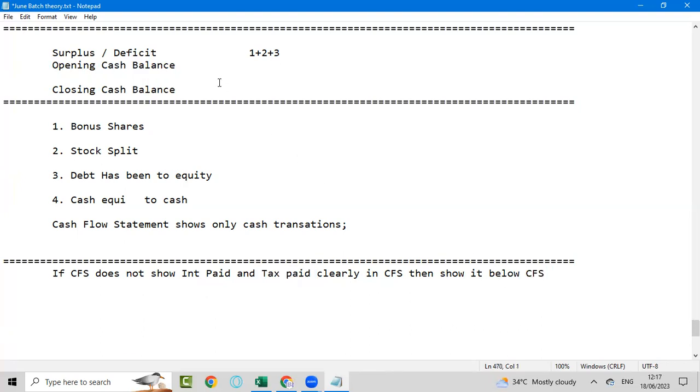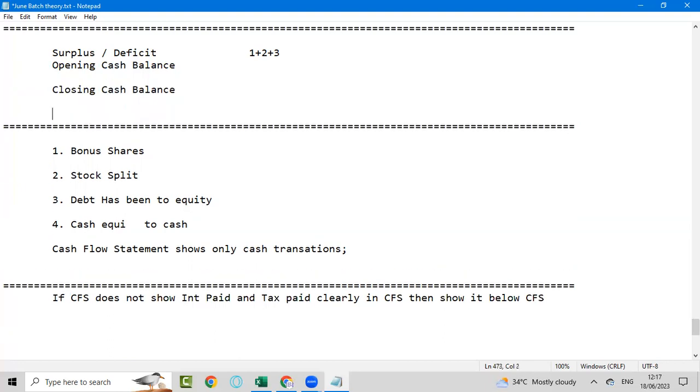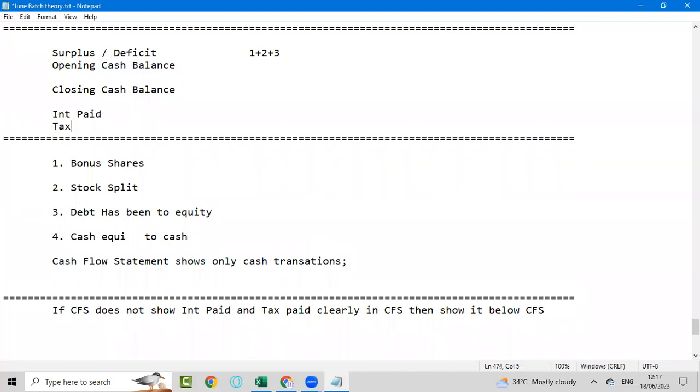That means here, closing cash has come. Just below that, write interest paid and write tax paid. Why? Because these two items are not clearly coming in the cash flow statement for whatever reason. So you show them separately. It is a rule. Okay, noted.